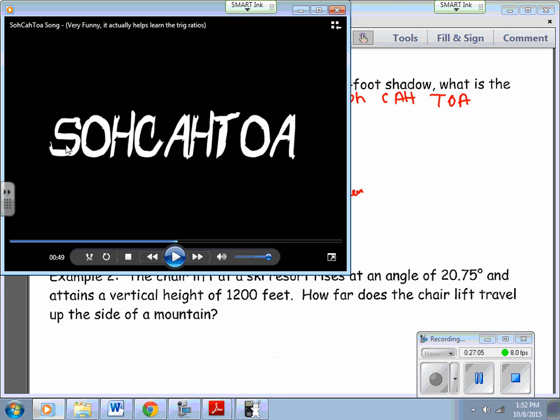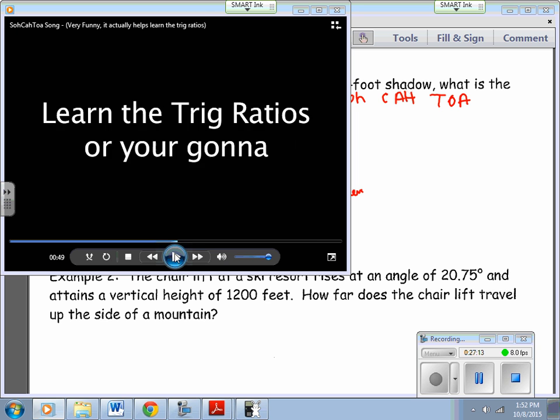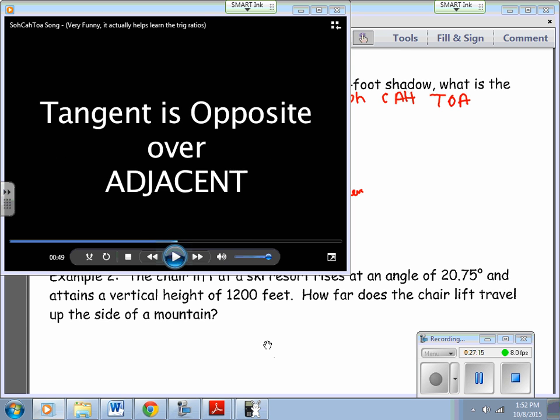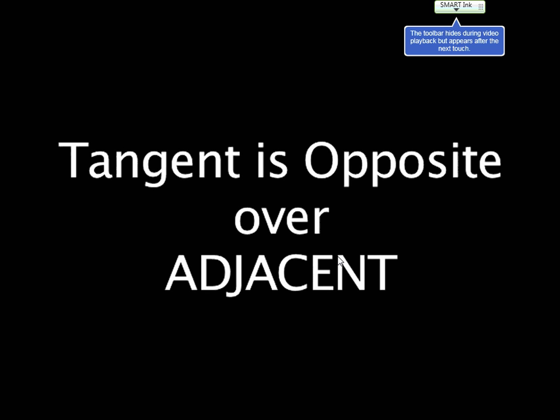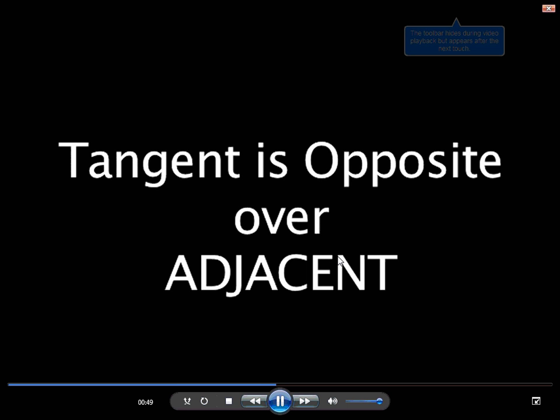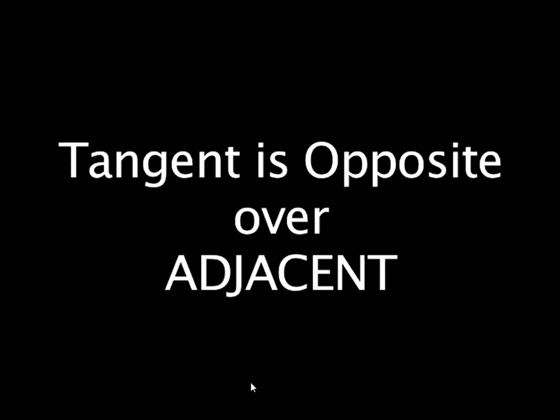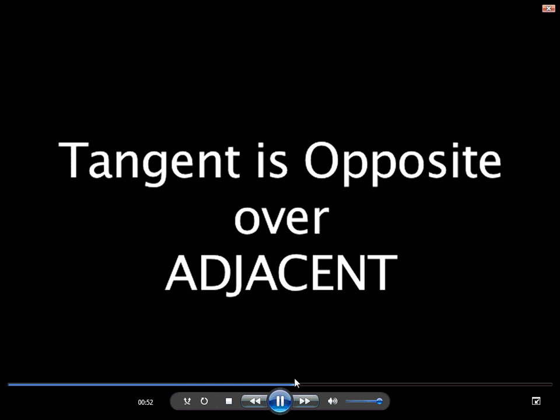So do you see the initials, the way and the order in which they're written? That's going to be the first part, that you learn that part. Learn the three ratios or you're gonna lose. Sine is opposite over hypotenuse. Why you look confused? Which one you gonna choose? Cosine, adjacent over hypotenuse. We're not done yet. Don't get complacent. Tangent is opposite over adjacent.